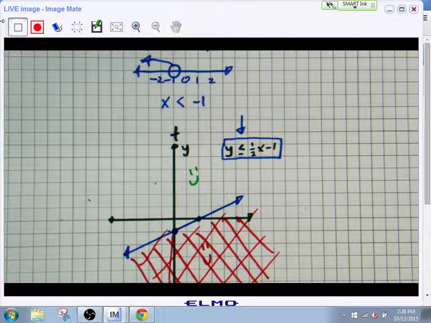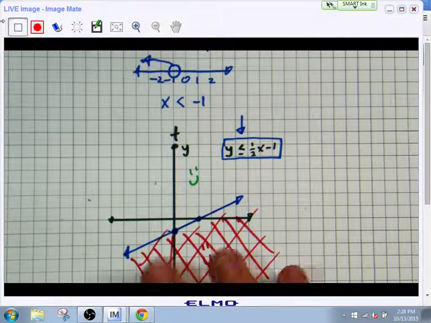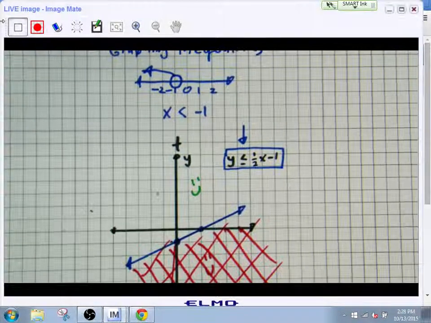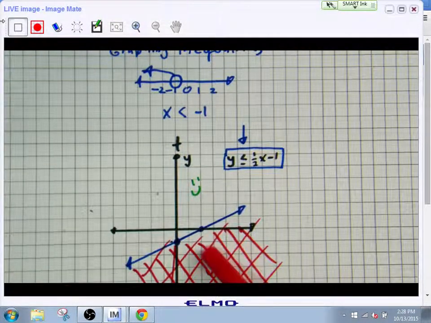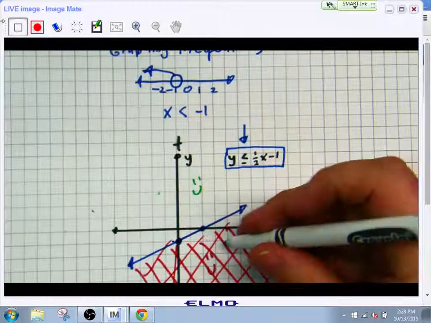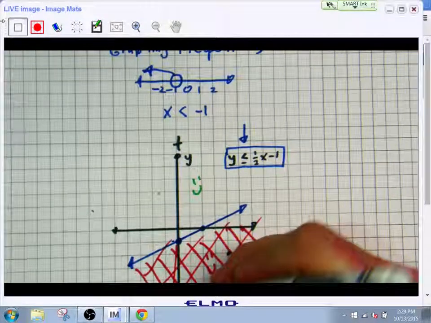That becomes a fraction. What becomes a fraction? If you shade one side and not shade the other. No, I'm just saying every point. Remember how we said, with all these different points, every point here satisfies this equation.